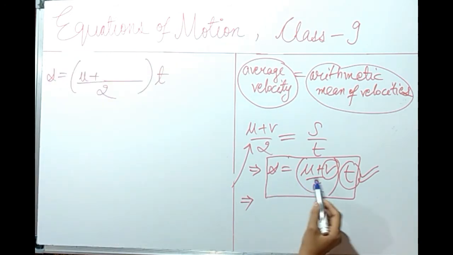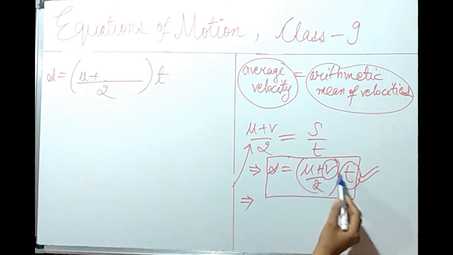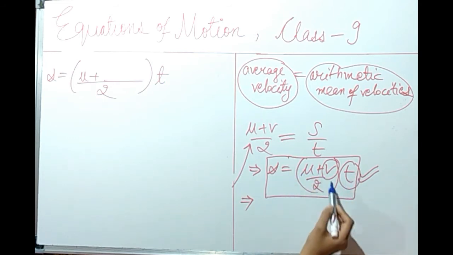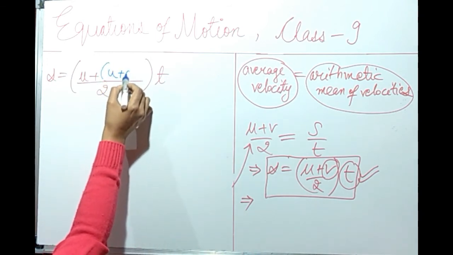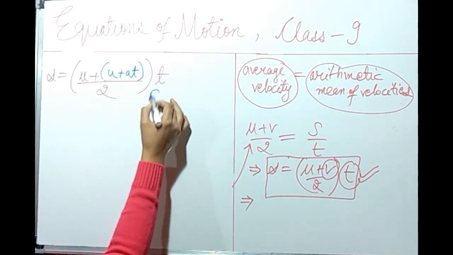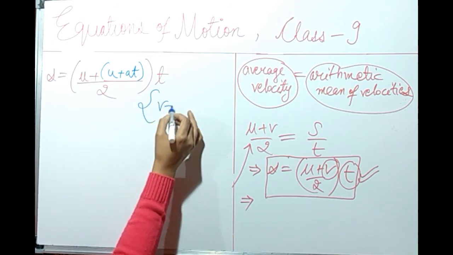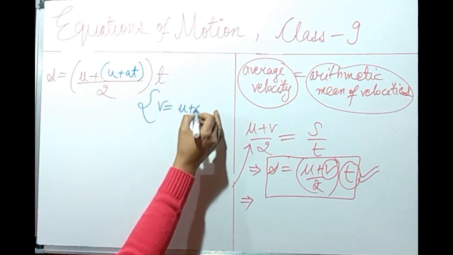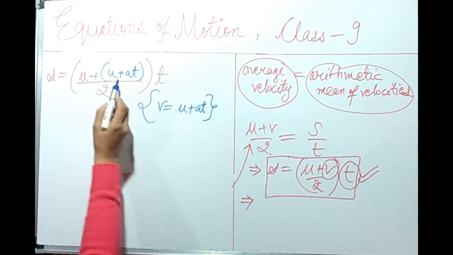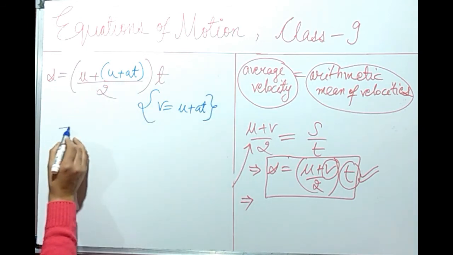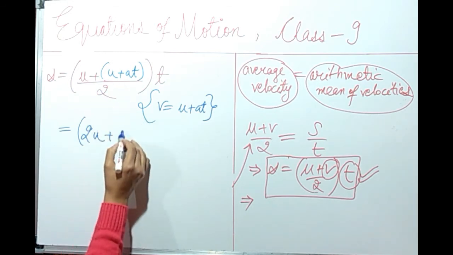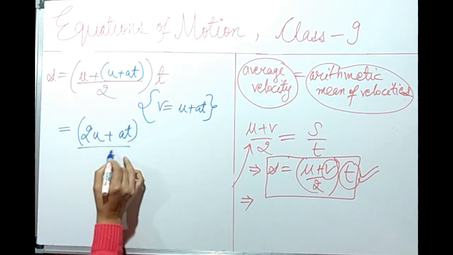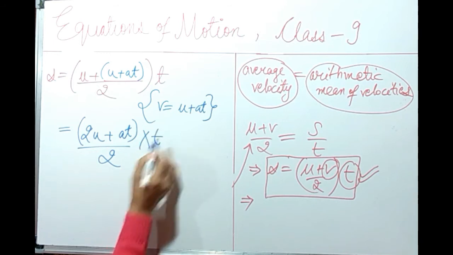S equal to u plus v by 2 multiplied by t. In this equation, let's substitute the value of v first. v equal to u plus at. In the equation number 1, what we have got? We have got v equal to u plus at. We have substituted the value of v here. Now it becomes (2u plus at) upon 2 multiplied by t.